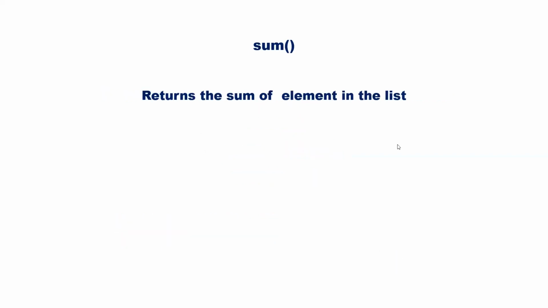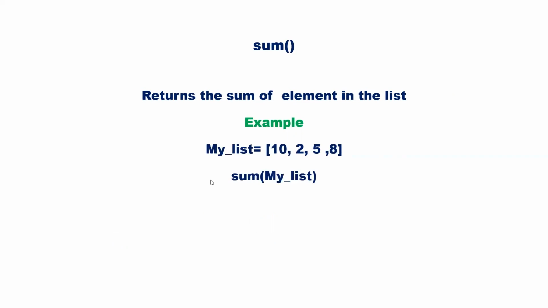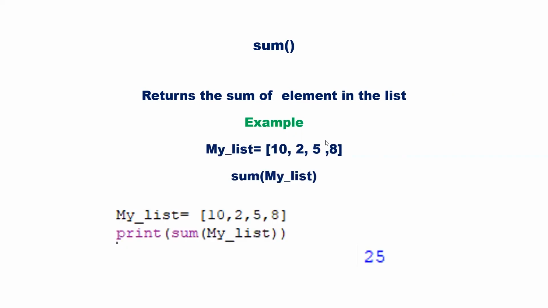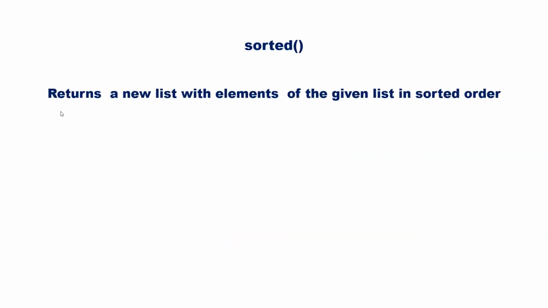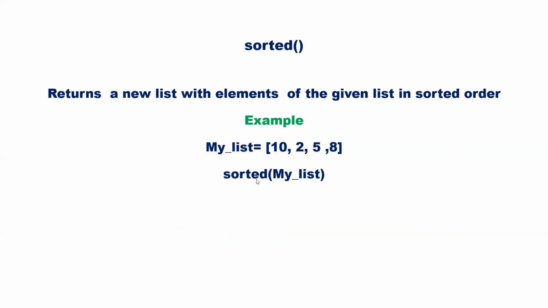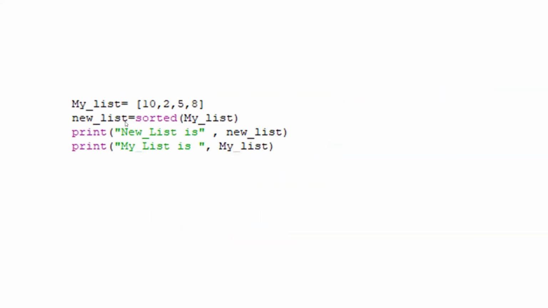sum returns the sum of elements in the list. Here the sum of my_list will return the value 25. sorted returns a new list with elements of the given list in sorted order. For example, when we apply the function sorted on my_list, it will return a new list with values 2, 5, 8, 10. Here I have copied the returned list to a new variable, new_list. So when we print new_list, we will get 2, 5, 8 and 10.